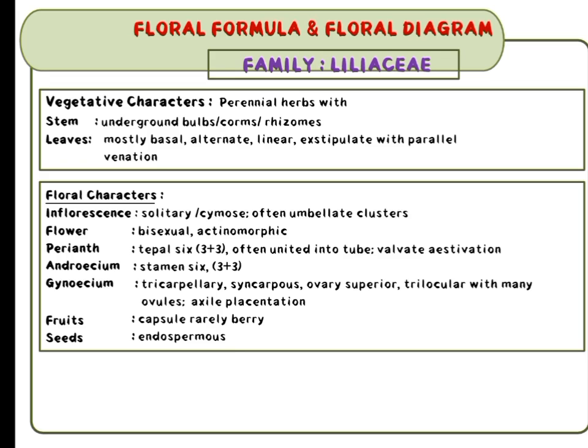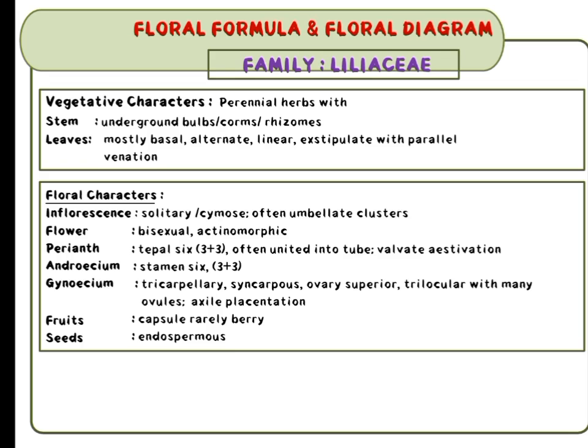Okay, so you know what is bisexual and what is actinomorphic, but here you can't see the differentiation of sepals and petals. Instead of sepals and petals, there is a single whorl called perianth, and the individual unit of perianth is called tepals.